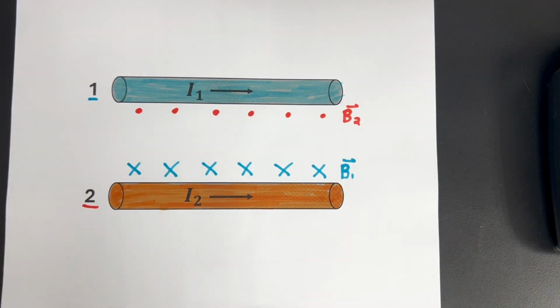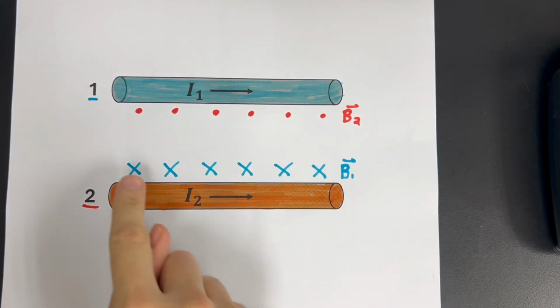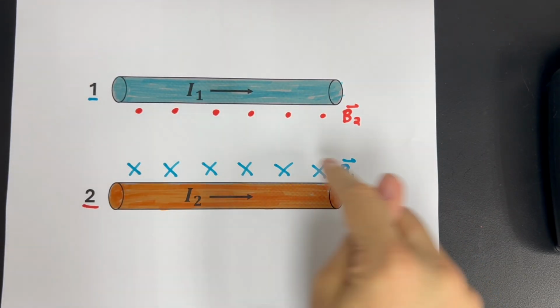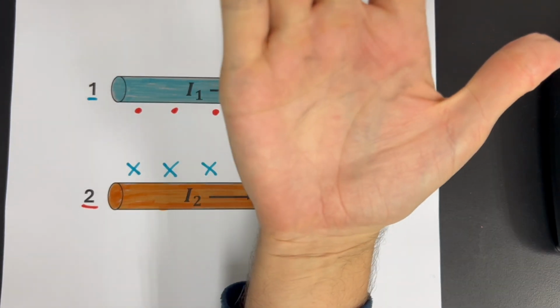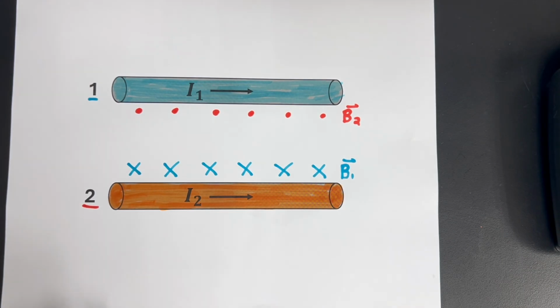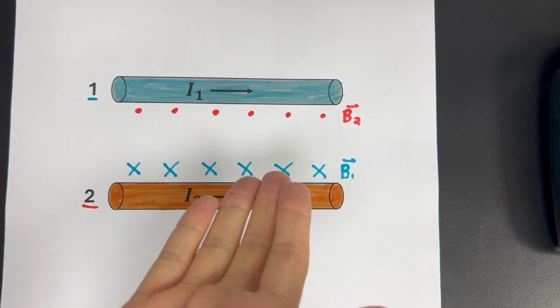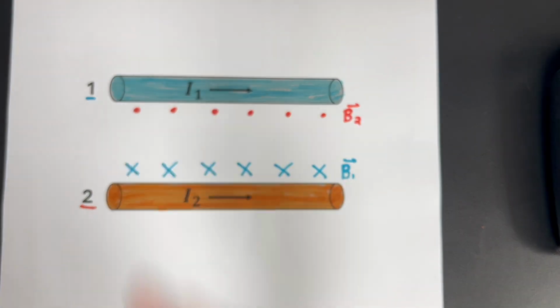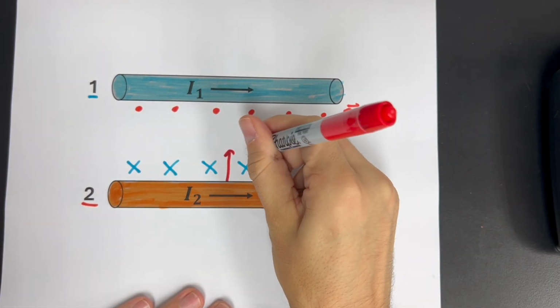So for wire 1 in blue, if I use the right-hand rule, my fingers will curl into the page below it. So wire 1's field is into the page in the region where wire 2 is. If I use the right-hand rule for force on a moving charge, wire 2 has current to the right, so I'll point my thumb to the right and my fingers into the page with the field, and my palm points up. So the force on wire 2 due to wire 1 is upwards.